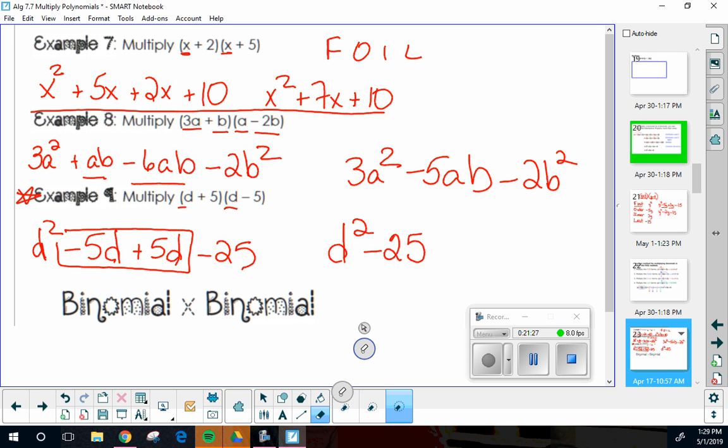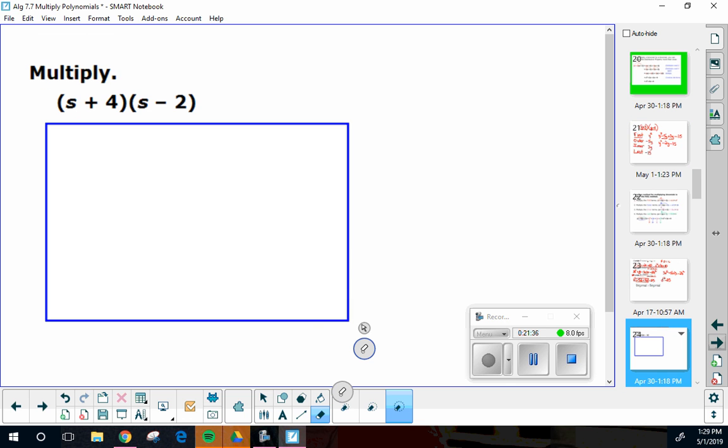So these ones are special, and tomorrow we're going to look at a few other ones that are special and look at shortcuts when we multiply them. Okay, do this on your whiteboards.